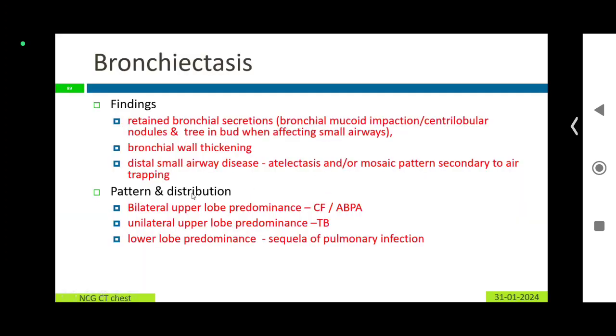Where all do you have this? If it is going to be bilateral upper lobe predominance, it's going to be either cystic fibrosis or allergic bronchopulmonary aspergillosis, ABPA. If it is unilateral upper lobe predominance, it is TB. If it is going to be lower lobe predominance, it is going to be a sequela of pulmonary infection. Okay, these are the pattern and distribution.